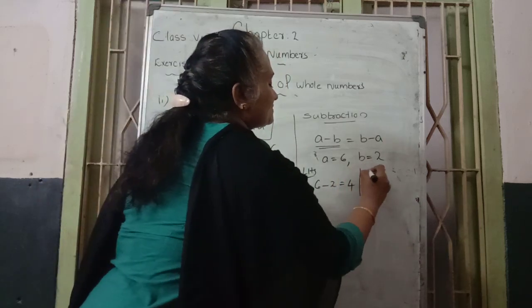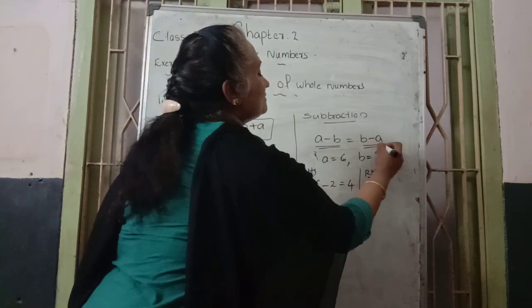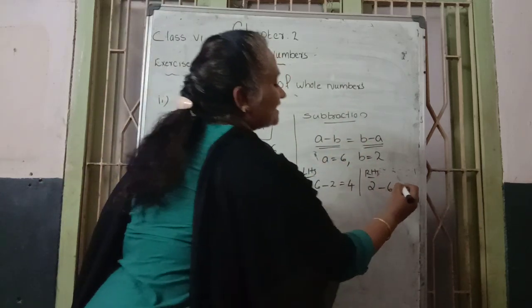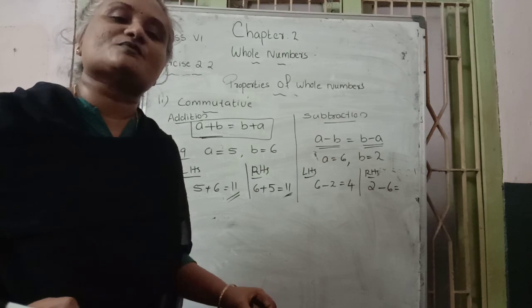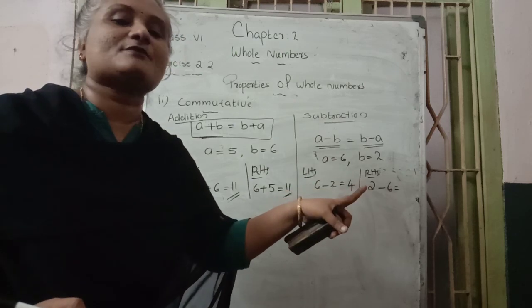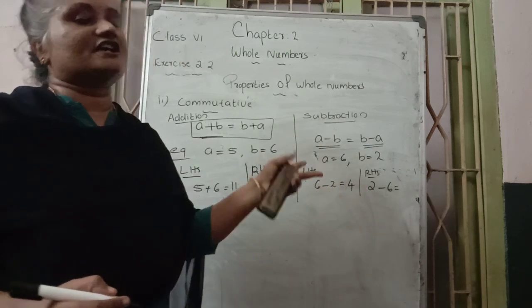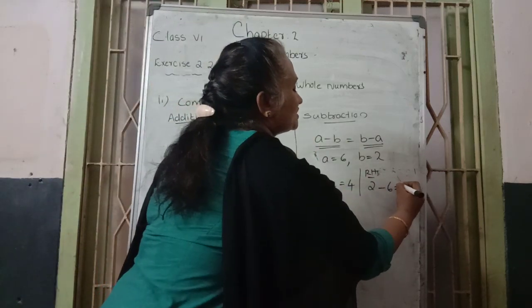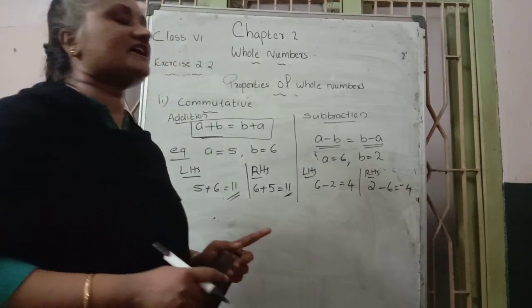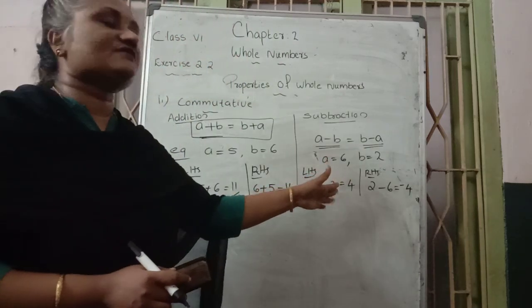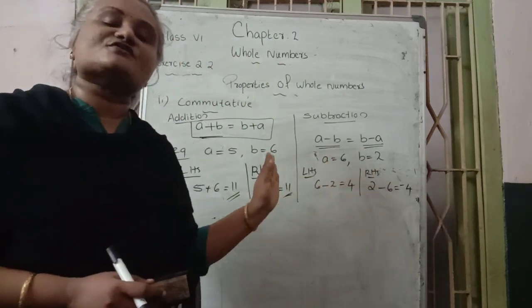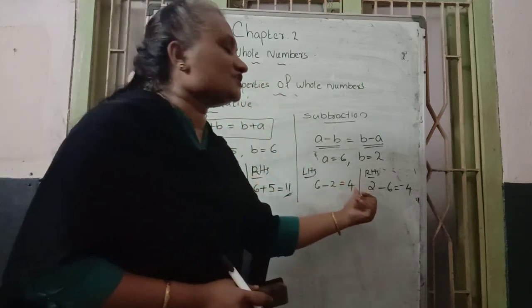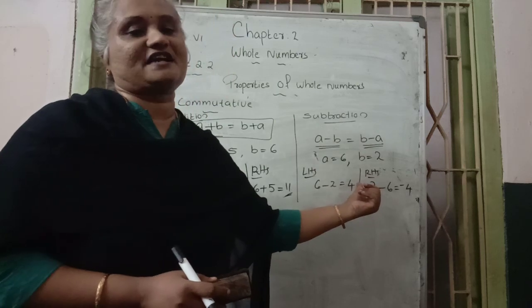Then the RHS part, the RHS of our expression, b minus a: the b value is written first, the a value secondly, a value 6. So 2 minus 6 becomes a smaller number minus a bigger number, which means a negative answer only. Both answers are different. Here the answer becomes minus 4. That's why here plus 4, here minus 4. That's why we can say that the commutativity property is not satisfied under the subtraction case.